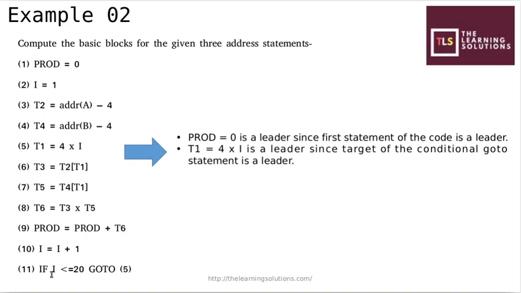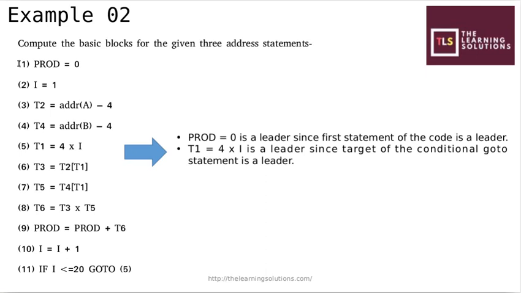And just observe the last statement here. If I less than or equal to 20, go to 5. So this is what this statement gives, go to 5. So the control will go to statement number 5. Statement 5 is over here. So the second block will start from this statement number 5. So we have two blocks.